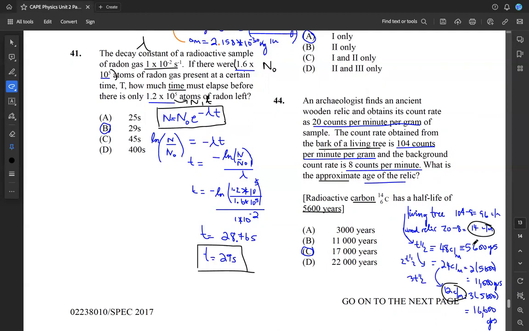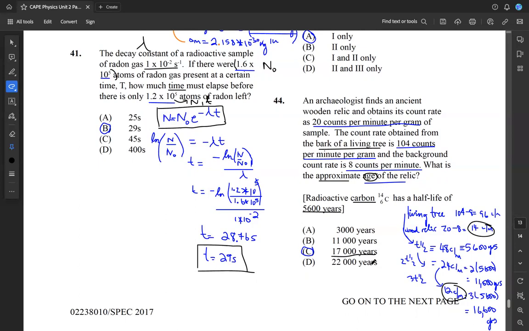And so because these are very close in their count rate, we can say approximately then that the age of that relic that had ended up with this count rate would be 16,600 years. And the closest answer to that 16,600 years here is 1,700 years.